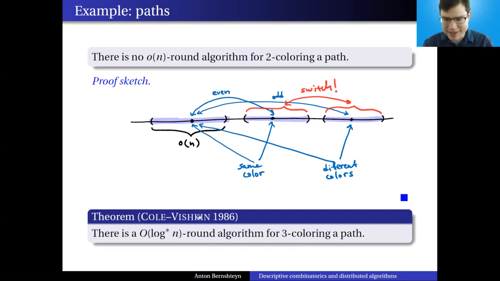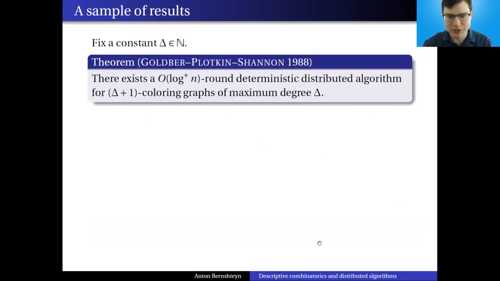Okay, so this is again parallel to what we discussed in descriptive combinatorics. Again, the parallels continue actually. Remember, I mentioned this theorem of Kechris-Solecki and Todorcevic that Borel graphs of maximum degree delta have Borel colorings with delta plus 1 colors. Well, a similar thing is true for distributed algorithms.